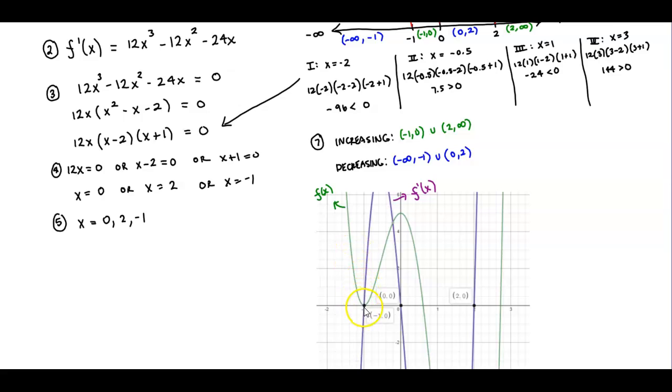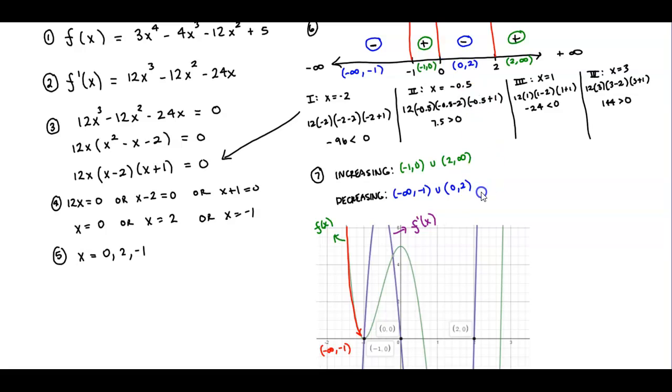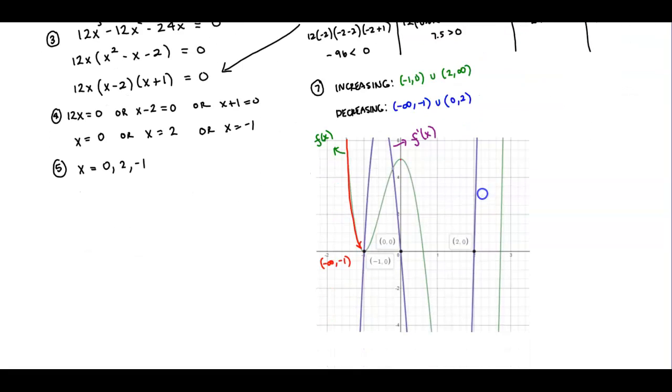So what that told us is that the interval from negative infinity to negative 1 is decreasing for that function. And where else is it decreasing? Well, it's decreasing between 0 and 2. When we picked the value 1, it also told us that it was decreasing. So between 0 and 2, we can see that it is decreasing.